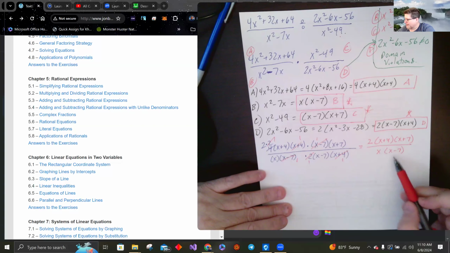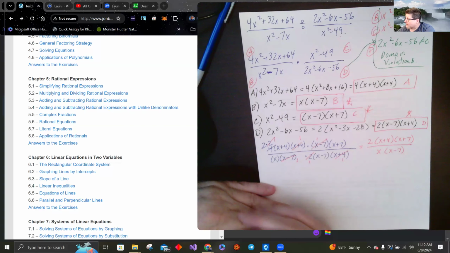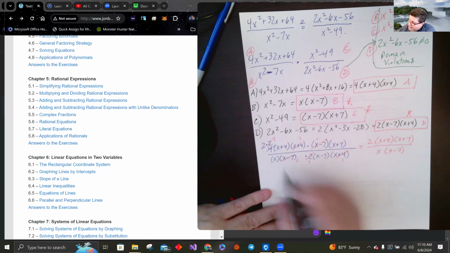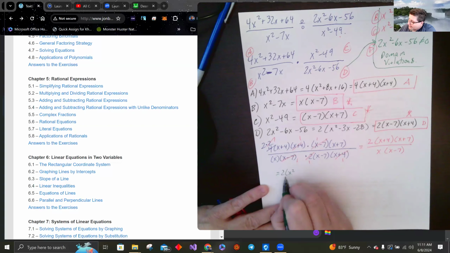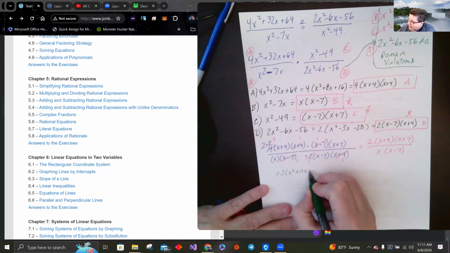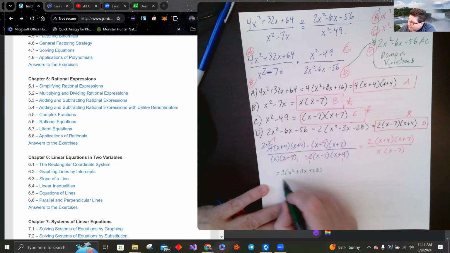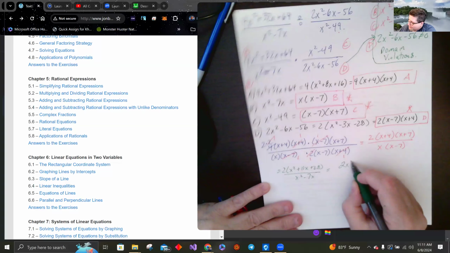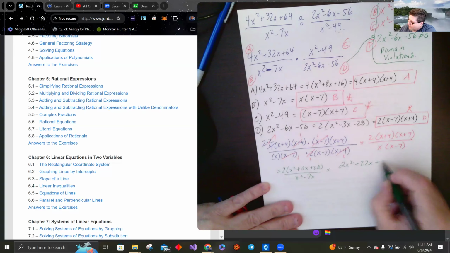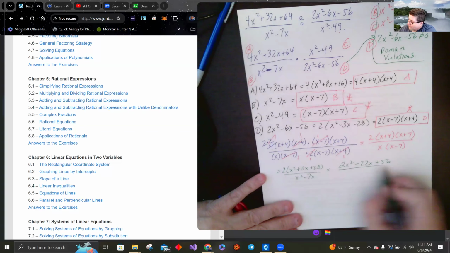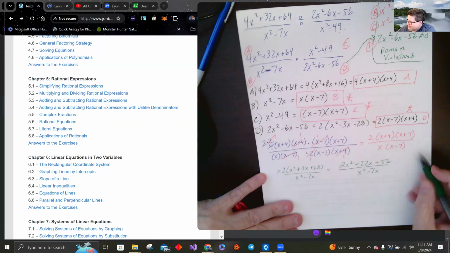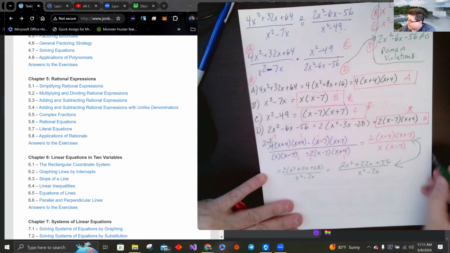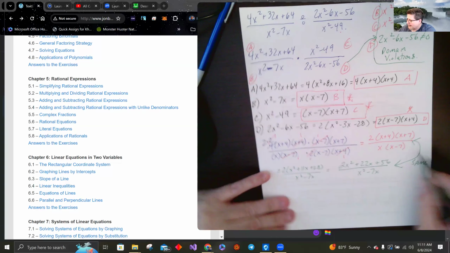Now, I'm perfectly happy with it being left that way. Other teachers, or your employer if you have to do this at work, might want you to multiply out that top. That's 11x plus 28. The bottom is x squared minus 7x. So finish multiplying it out: 2x squared plus 22x plus 56 over x squared minus 7x. These are identical. I like this one better.